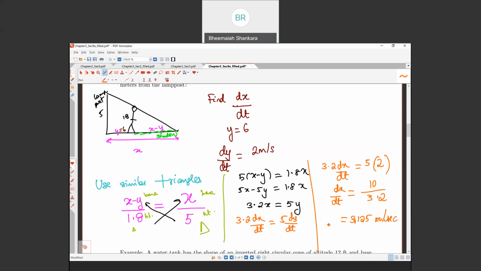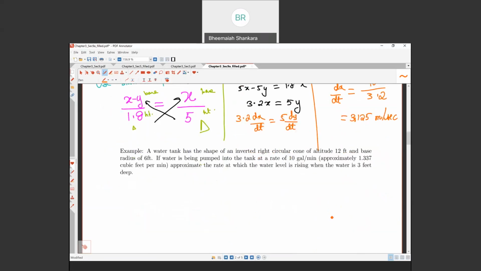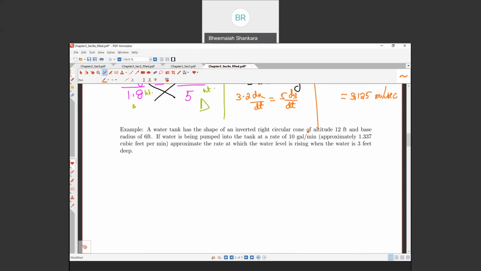In the next example, a water tank has the shape of an inverted right circular cone of altitude 12 feet and base of radius 6 feet. If the water is being pumped into the tank at a rate of 10 gallons per minute, 1.337 cubic feet per minute, approximate the rate at which the water level is rising when the water is 3 feet deep. So first let's draw an inverted right circular cone for this problem.